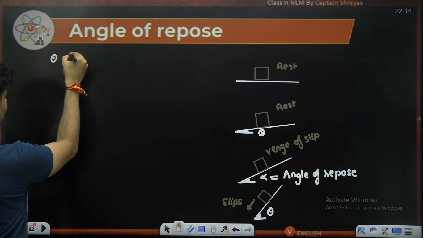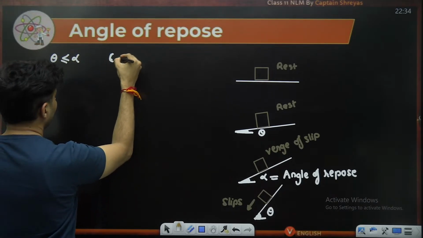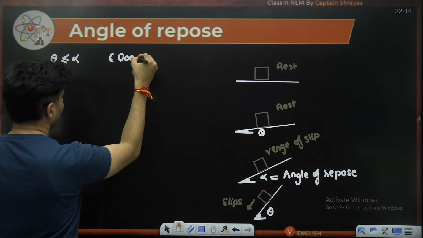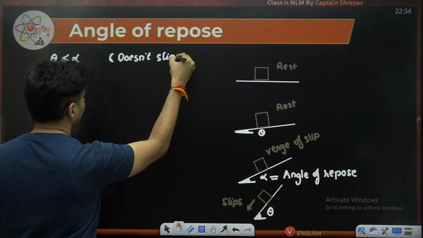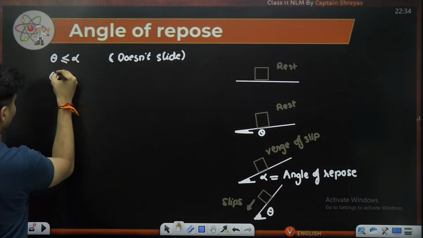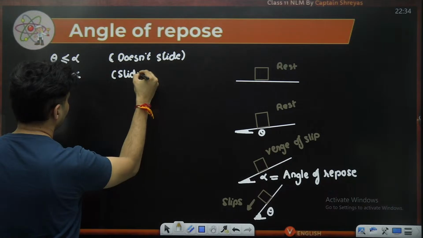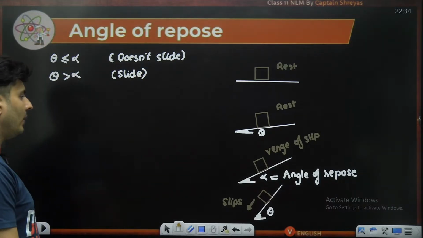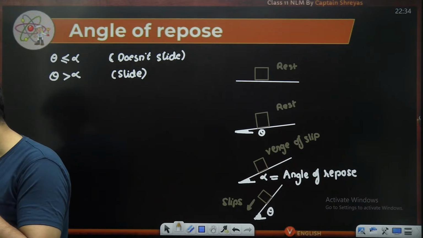So if theta is less than or equal to alpha, then it doesn't slide. But if the inclination is more than alpha, then it will slide. That is the concept of angle of repose.